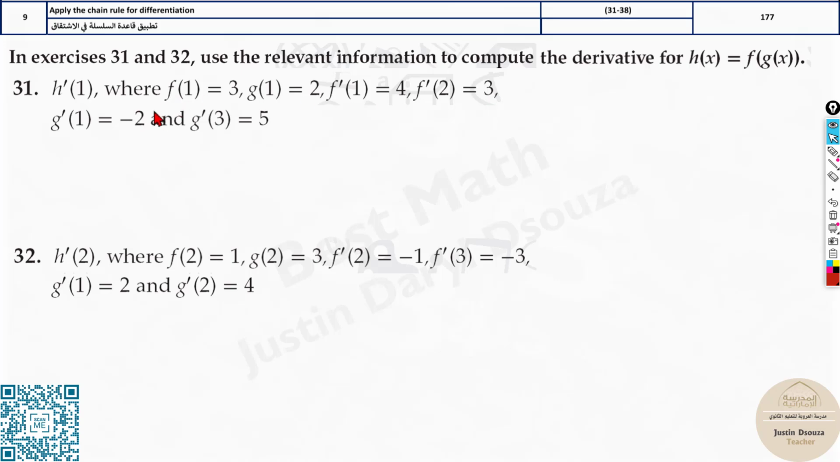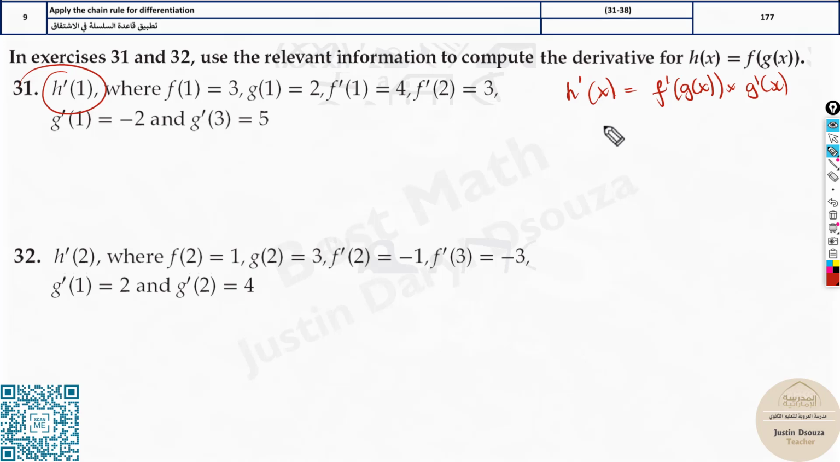Now there are lots of values given. That is fine, you can ignore that for now. Let's first solve the derivative, h prime of x, because we have h of x. So the derivative h prime of x would be equal to, now the outermost function is this f. So first derive it, f prime of g of x. Then what do we need to do? Derive whatever is inside, that is g prime of x.